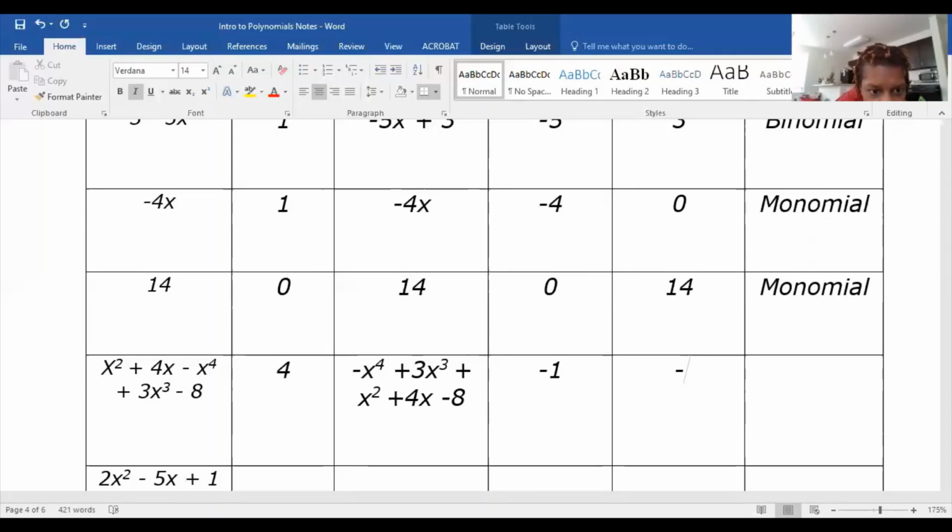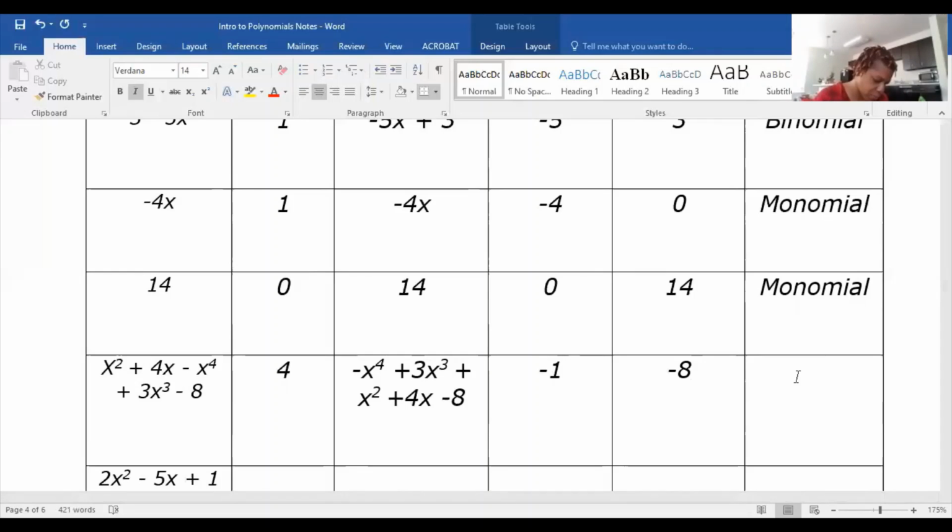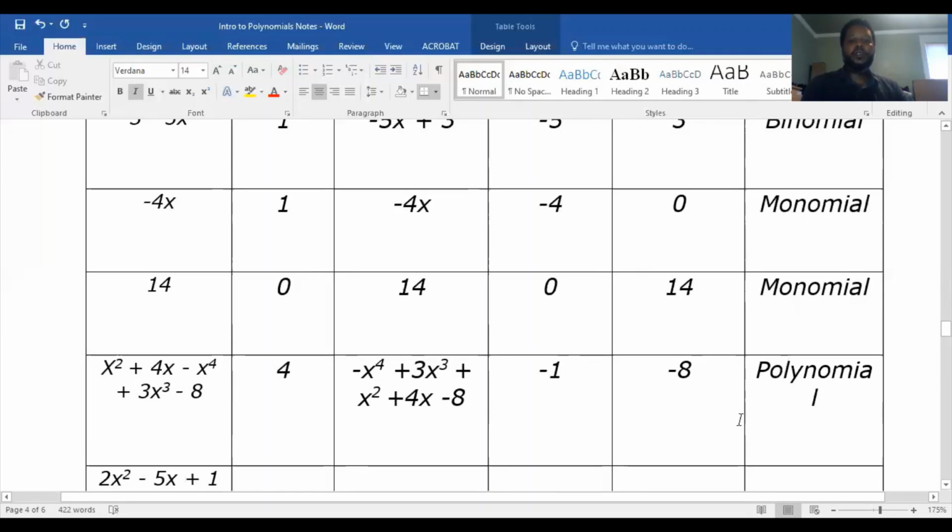Our constant is always at the end. Negative 8. Very good. Okay. And so we have 1, 2, 3, 4, 5 terms. So what do we call that? Just a polynomial. Perfect. All right. So that's what that one is going to look like.